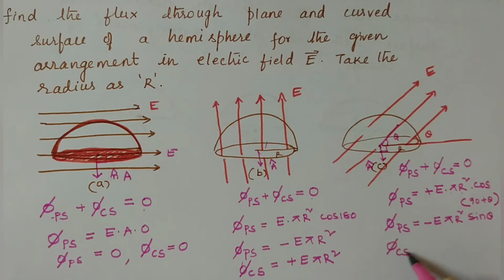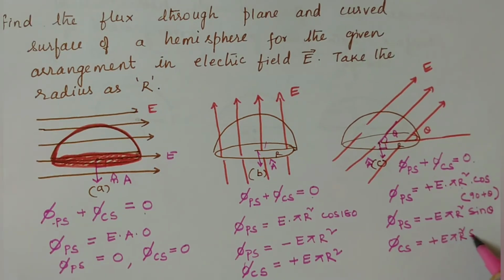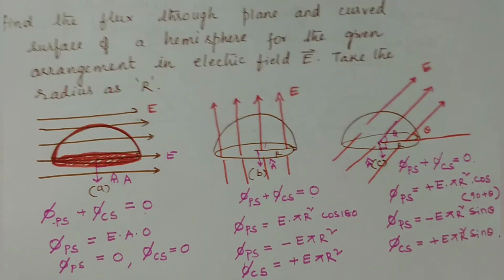Then flux through curved surface, the sum should anyway be 0. It should be plus E into pi r square into sin theta. Okay, that would be the answer.